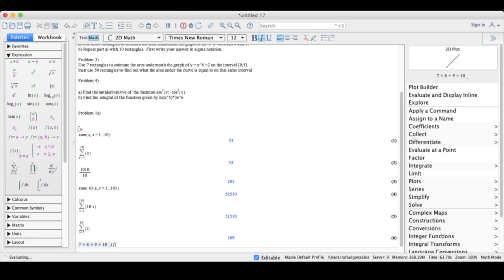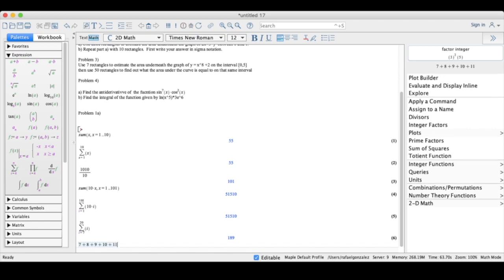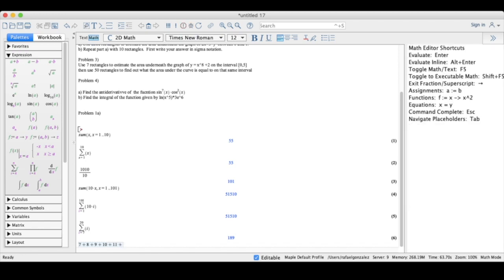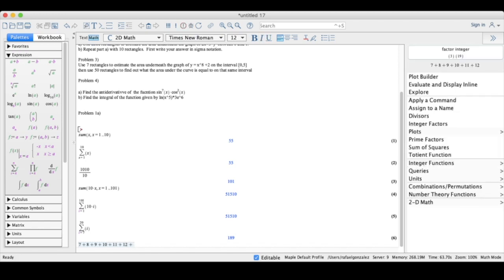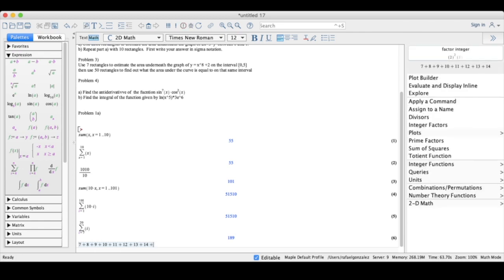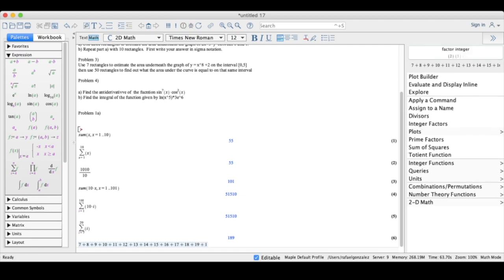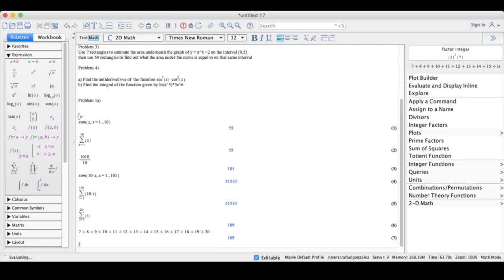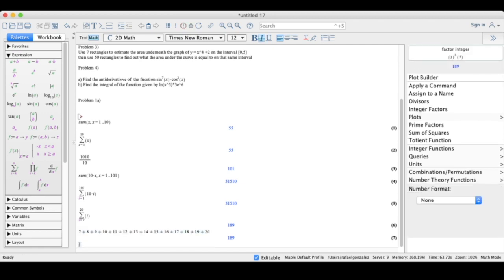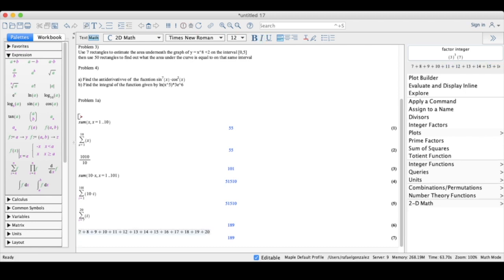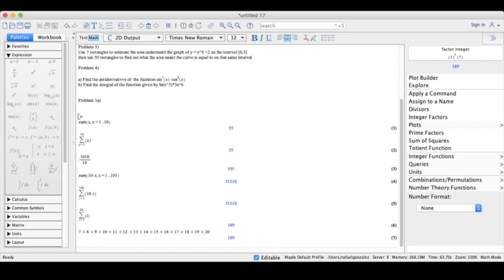So if you were to actually sit down and do 7 plus 8 plus 9 plus 10 plus 11 all the way up to 20, then you should get 189. And since we have Maple, we might as well just check it. It doesn't take that long to check this work. Just a bit tedious to do, but it doesn't take long. And we have precisely that the sum from 7 all the way to 20 is in fact 189.